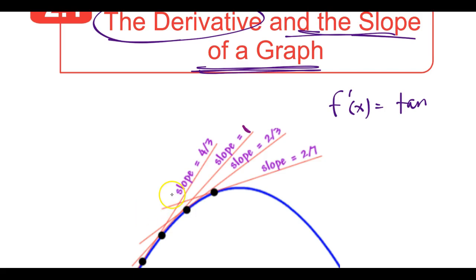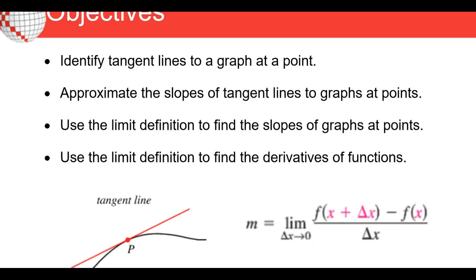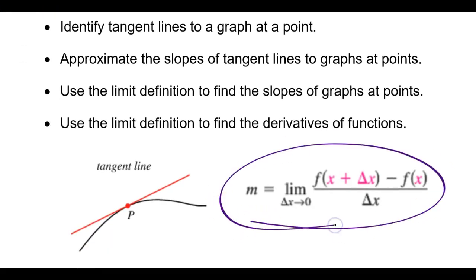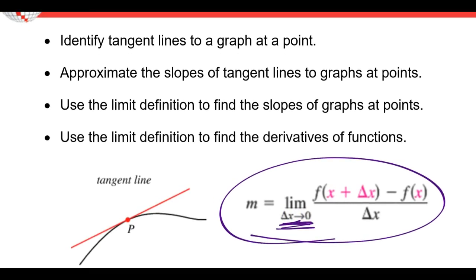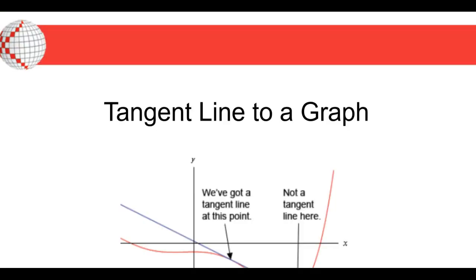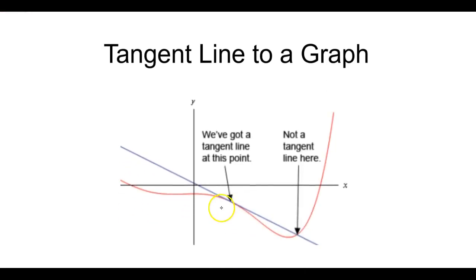So you've seen tangent lines before, and as the slope changes through here, here's the slope of 0, then the derivative is changing. So the derivative is actually defined as this, which I'm going to derive for you in just a moment. This is how to find the derivative using the limit process, and we're going to be exploring that in this section.